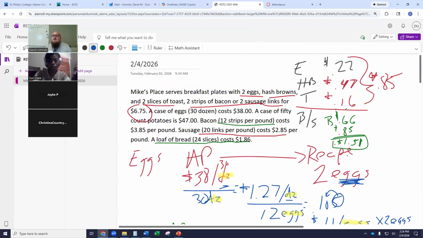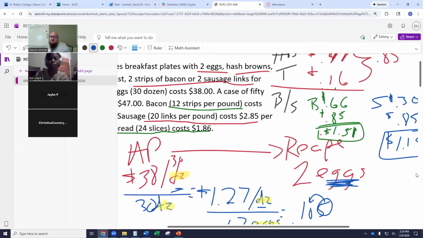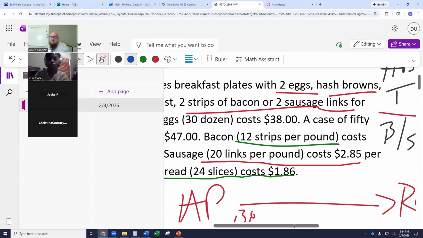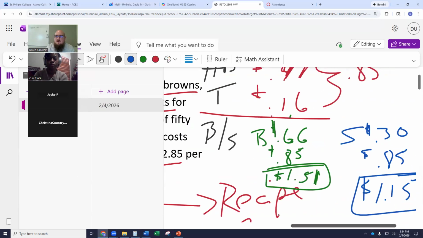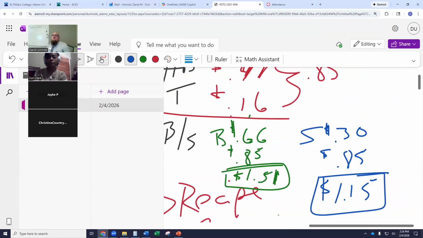Let's go up to the top. Sausage is 30 cents plus 85 cents. So $1.15 versus $1.51. Let's zoom in so we can see that a little bit more. Okay, so bacon is $1.51. Sausage is $1.15.